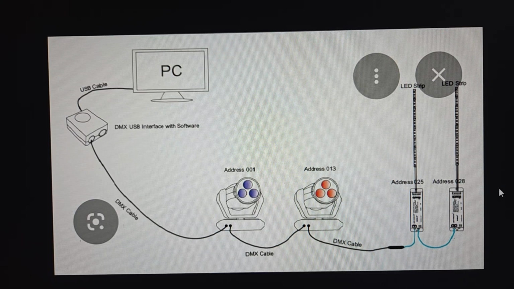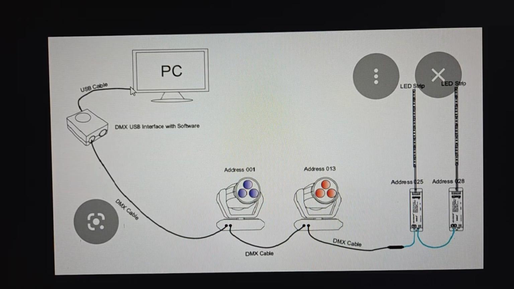Let's look at this picture as being part of one universe. The signal is coming out of a PC, and that's what I'm teaching, DMX lighting with software. So we have a USB cable. It's coming out of the PC, and it's going into this. This is called an interface, or it could be called a dongle. You might hear me call it an interface in one sentence and then a dongle in the next sentence.